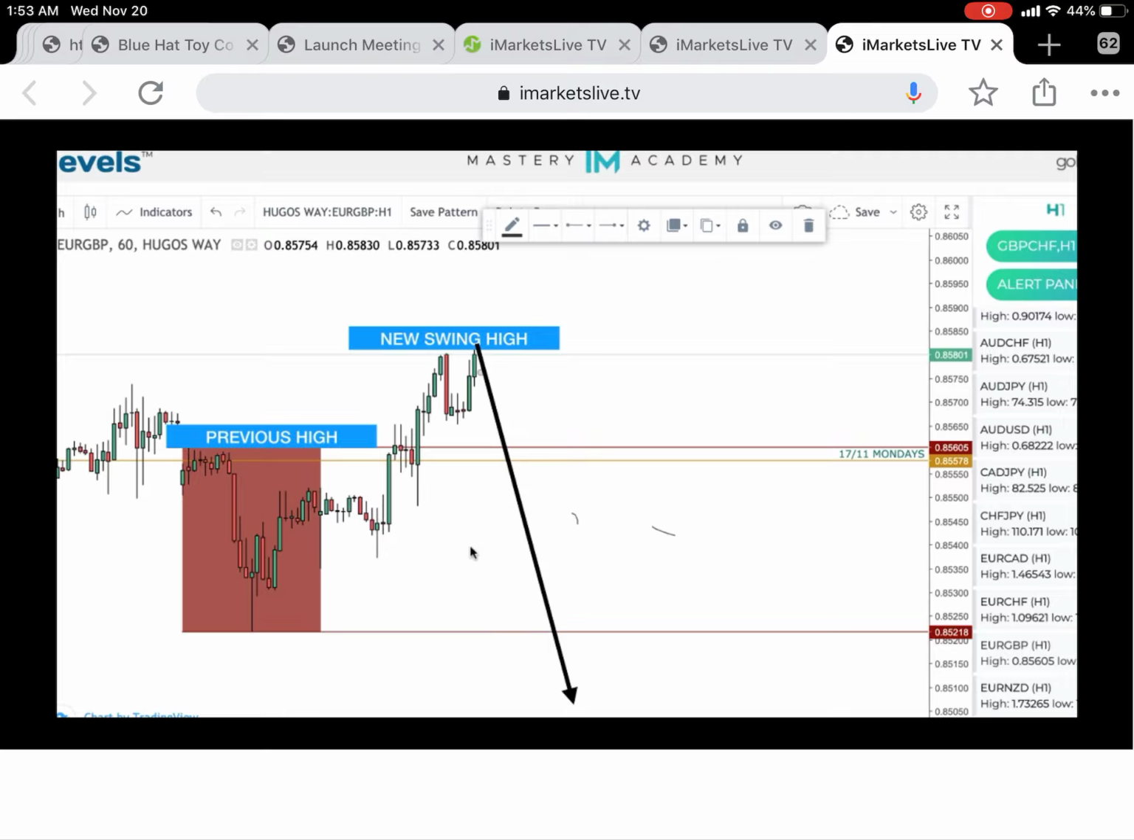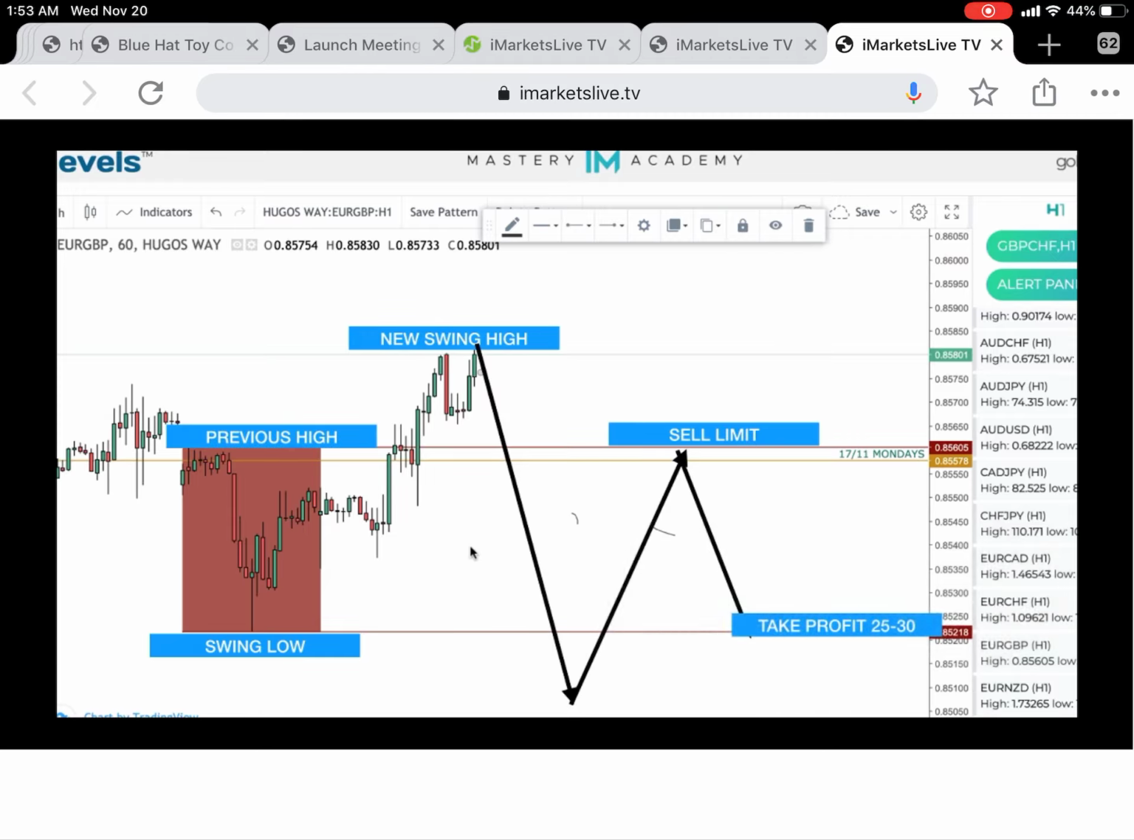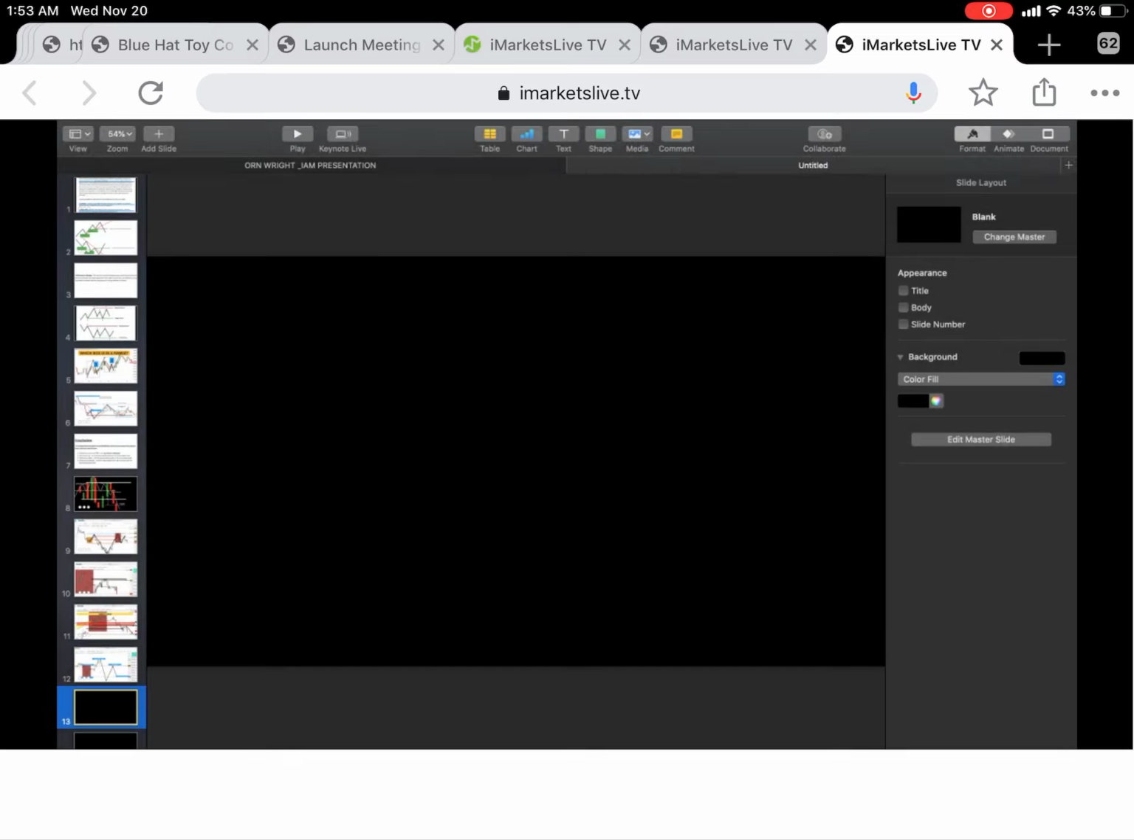Boom, new swing high. We need for this market to break out of the previous swing high or the swing low. Once we get back 100%, there's my swing low. Now we need for this market to come back up to the zone here. Give me my entry, sell limit, take the market down, and take profit 25 to 30 pips. Perfect!